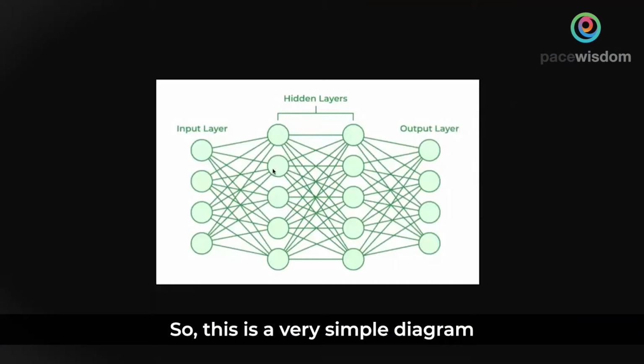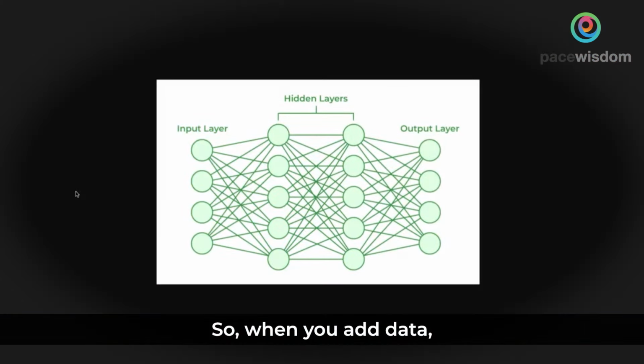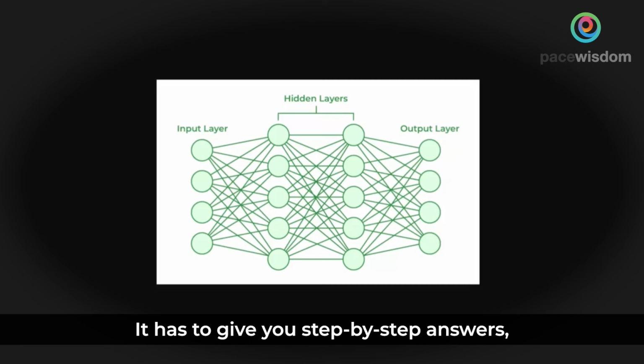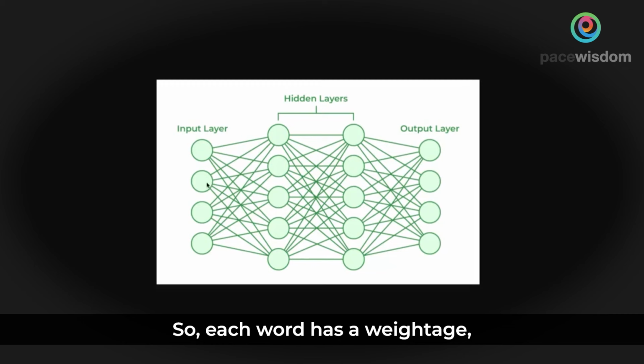So this is a very simple diagram of a simple neural net. When you add data, let's say you ask an LLM, how do I cook pasta? Simple question. It has to give you step-by-step answers, right? So each word has a weightage, and each next word. If you say, how do I cook pasta, what is the next word that is most probable after that?